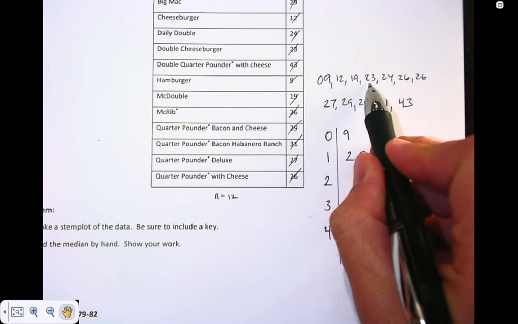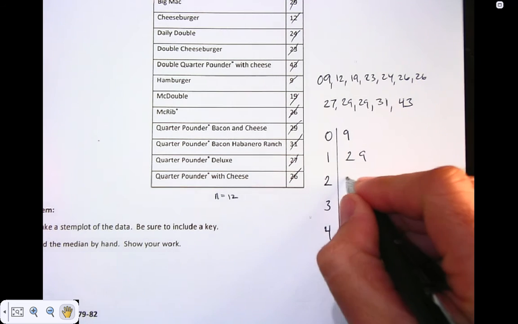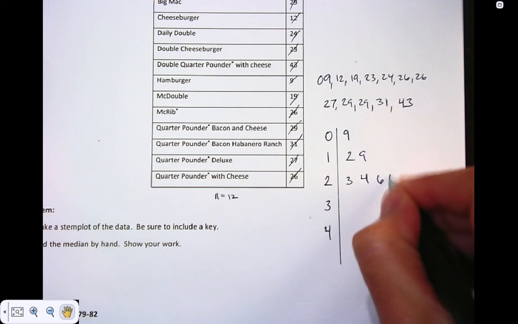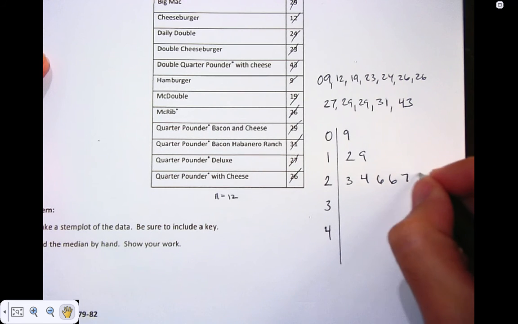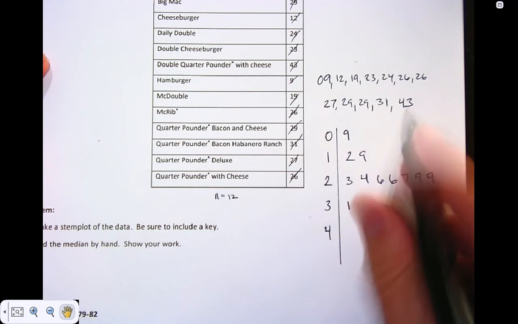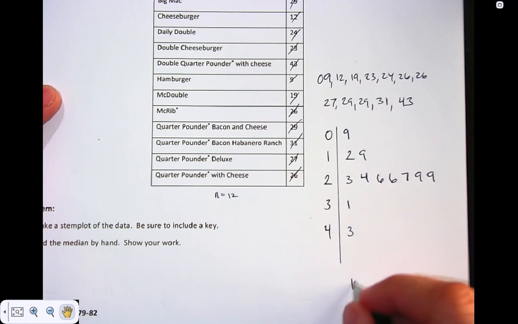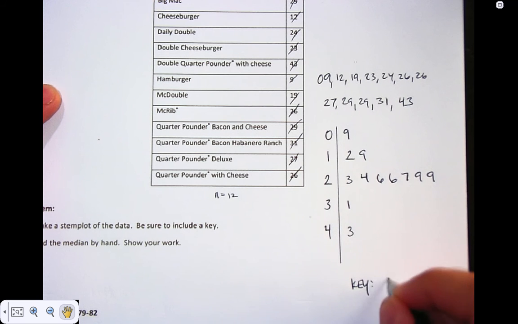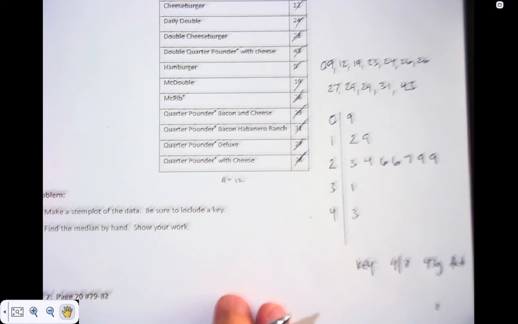And then on the 2 stem, we have 3, 4, 6, 6, 7, 9, 9. And then 1 for the 30, so it'd just be 31. And 4 gets a 3 to make 43. And we'll do our key. And so we'll just say, look, this right here, 4|3, means 43 grams of fat. Okay, yikes. All right, so we've got our stem plot.